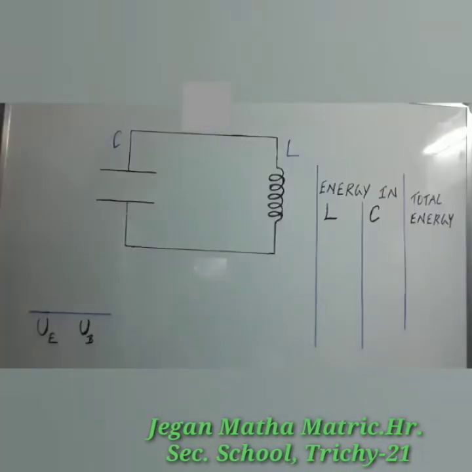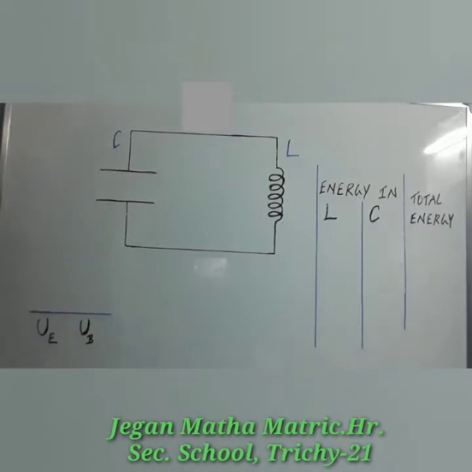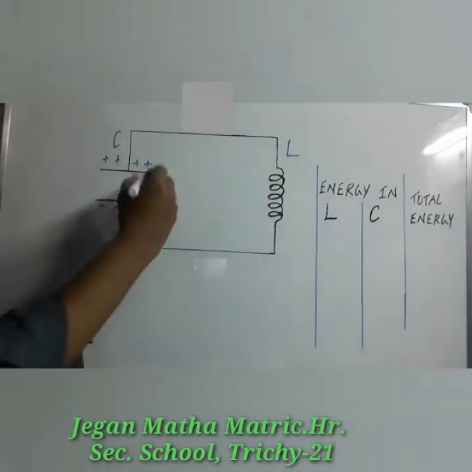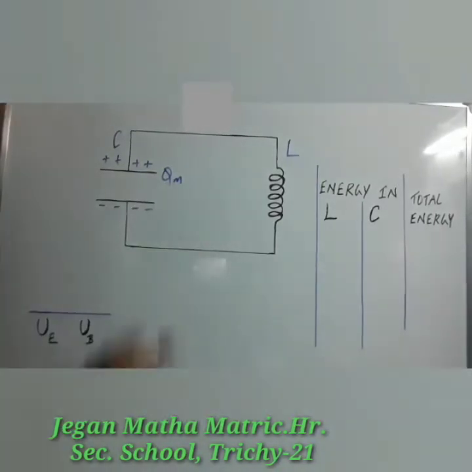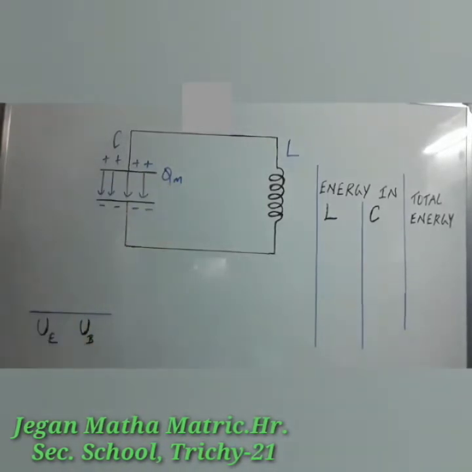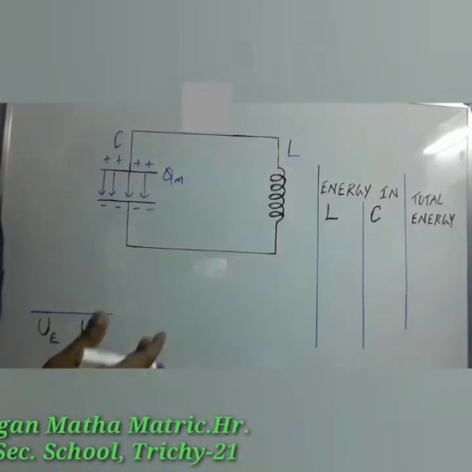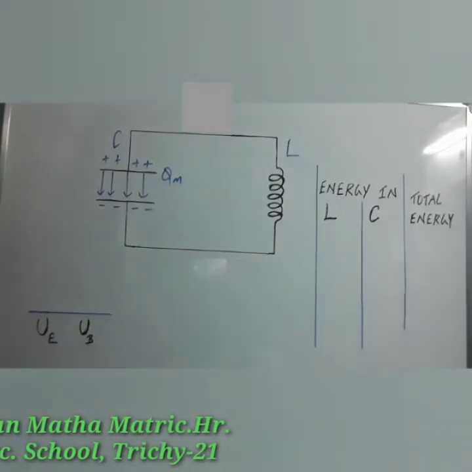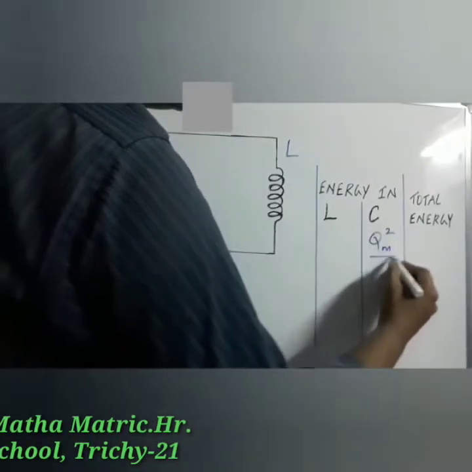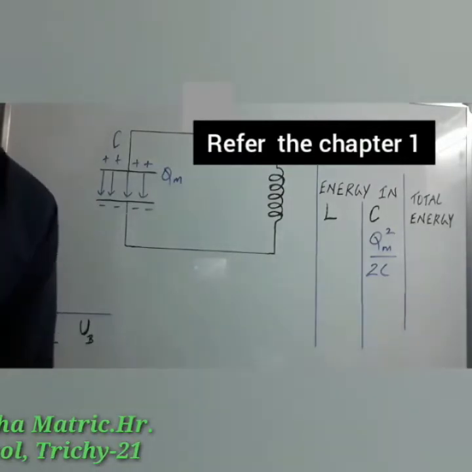Let us take the first case. Assume that the capacitor is fully charged with the maximum charge Qm. The amount of charge is maximum. So that will create the electric field between the plates of the capacitor. The energy stored in the capacitor is now maximum, and it's given by Qm squared by 2C. This expression we have learned in the first lesson.